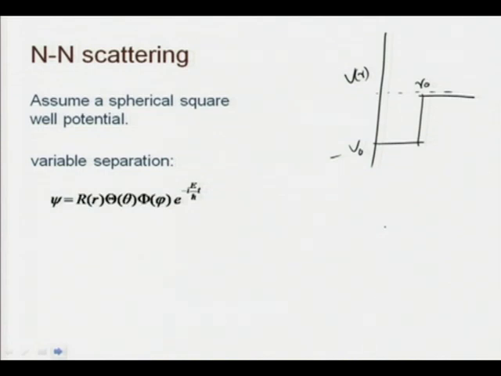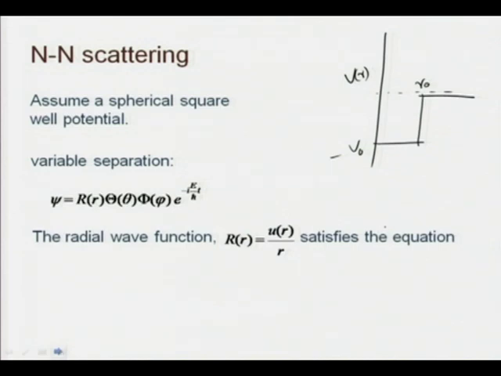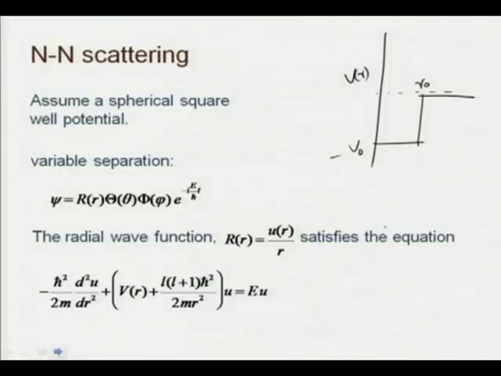Okay. And time similarly is separated from the spatial part, and from the equation it is easily seen that the form of the time dependence is exponential of minus i E t over h cross. Now, the radial part of the wave function we will rewrite as u over r, another function u, and this u will now satisfy the equation minus h cross squared over 2m d squared u over dr squared plus V plus l(l+1) h cross squared over 2m r squared u equals E u. So this is the Schrodinger equation satisfied by the radial part of the wave function.